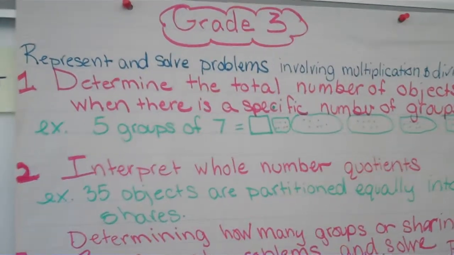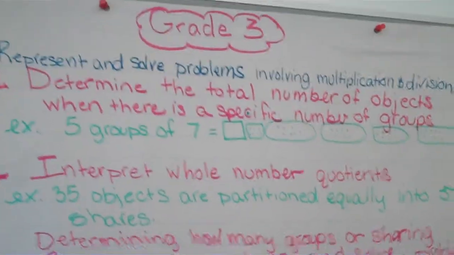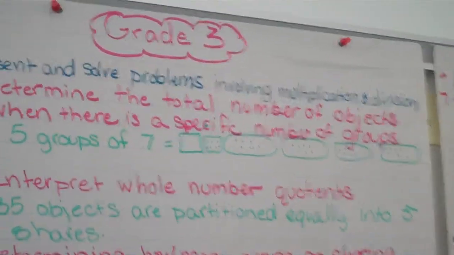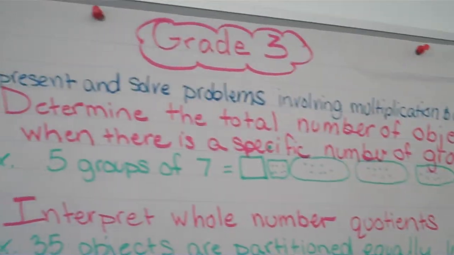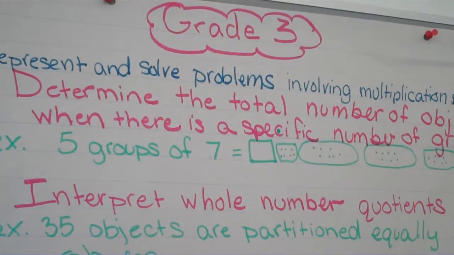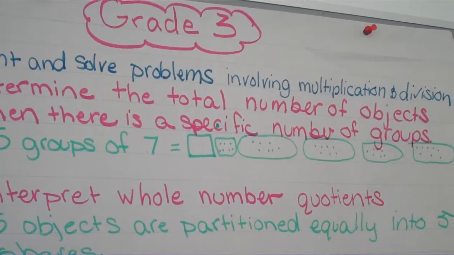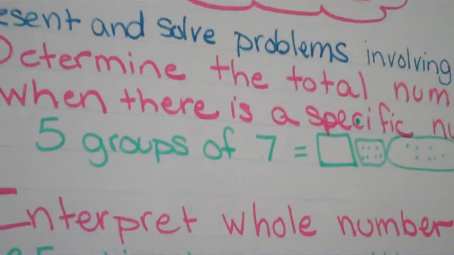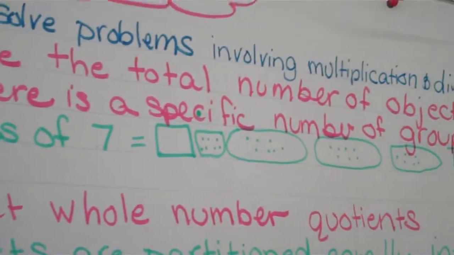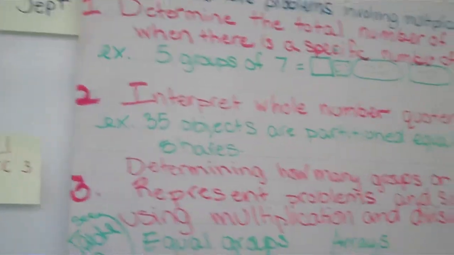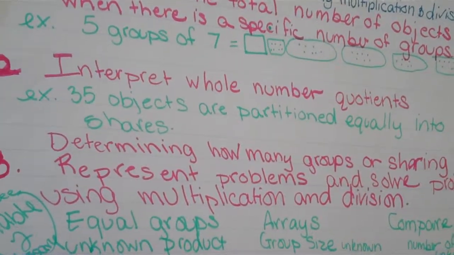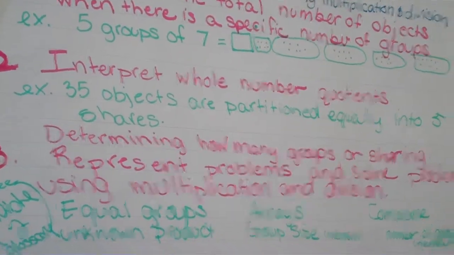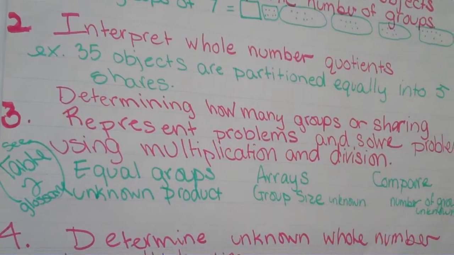So for grade 3 standard, we have represent and solve problems involving multiplication and division. The first part is to determine the total number of objects when there is a specific number of groups. So if you had 5 groups of 7, 7 groups of 5, that type of thing. Then to interpret whole number quotients, if you had 35 objects, those would be partitioned equally into 5 shares. Determining how many groups are sharing.